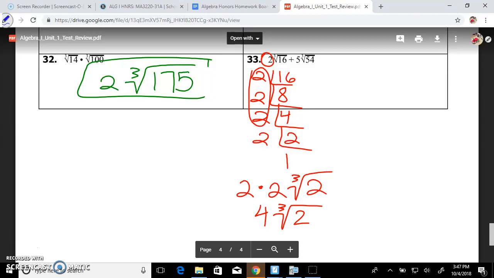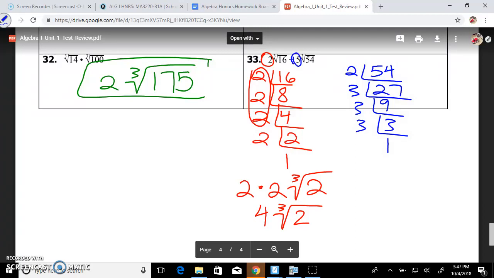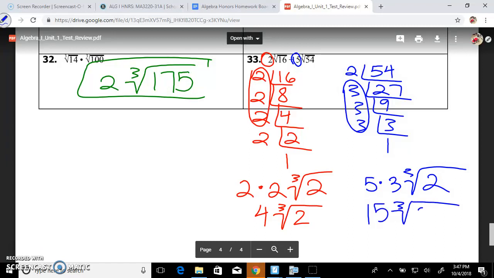Let's do this one now. The cube root of 54. All right, 54 is 2. And there was a 5 in front of that, so we know our final answer will have 5 times, there's a group of 3's, left over is a 2. So we have 15 cube root of 2.